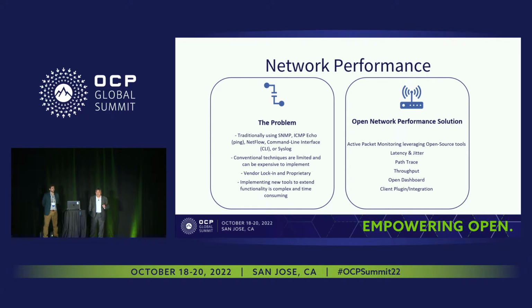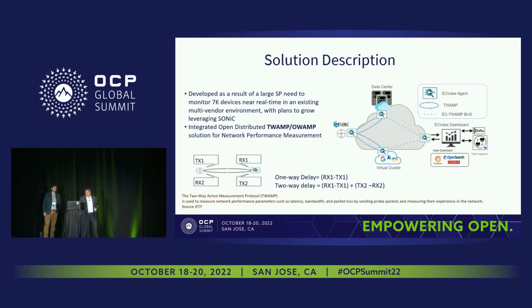So what we did was we looked at all the different open networking solutions out there, and looked at something that gave us the ability to do active packet monitoring, leveraging open source tools, things like latency and jitter, path trace, throughput, and also the ability to provide an open dashboard, so the ability for customers to create their own dashboards using open source tools. And then if they are in a brownfield environment, they've got the existing tools they need to integrate with. So we also are working on providing plugins for that.